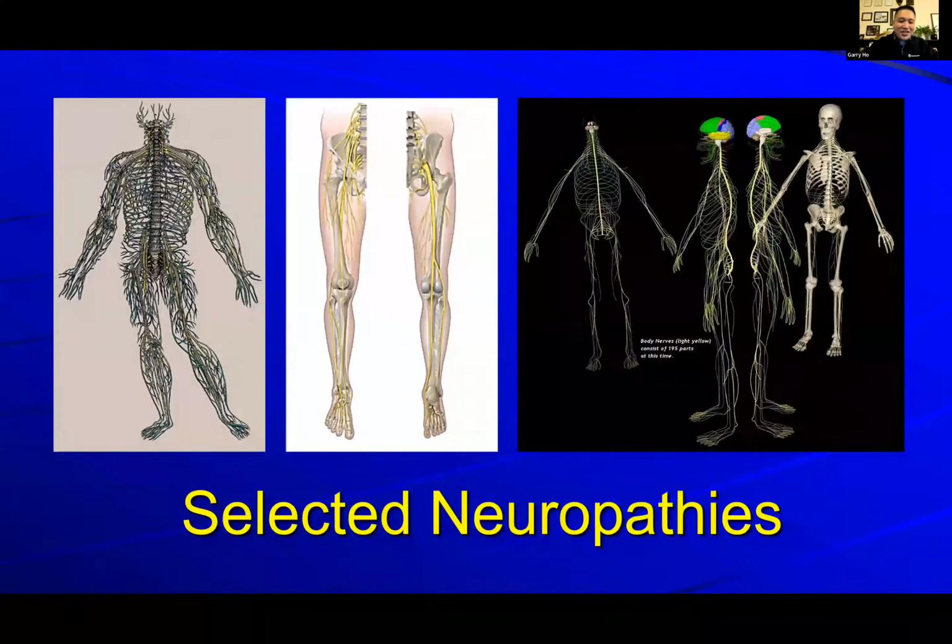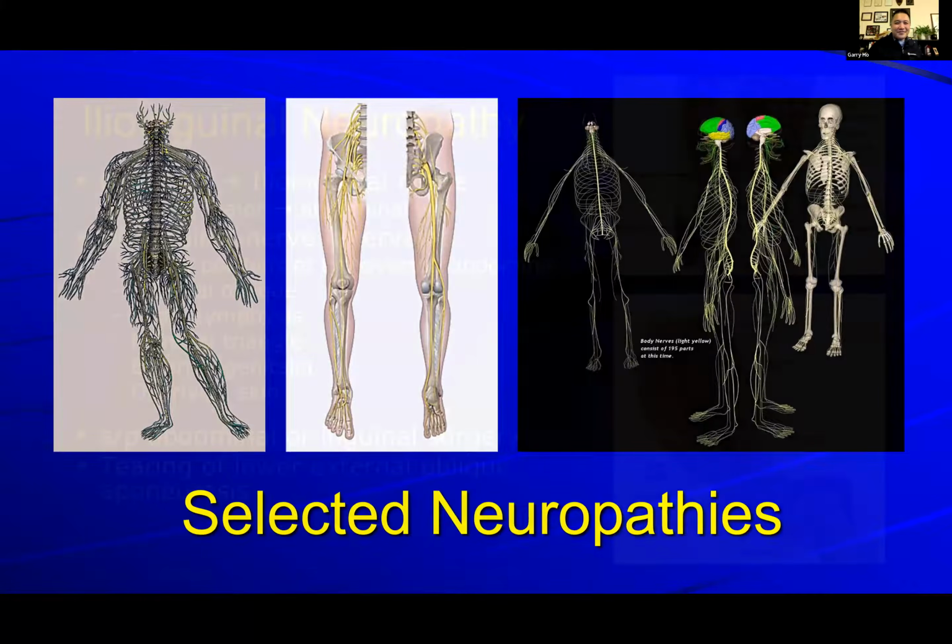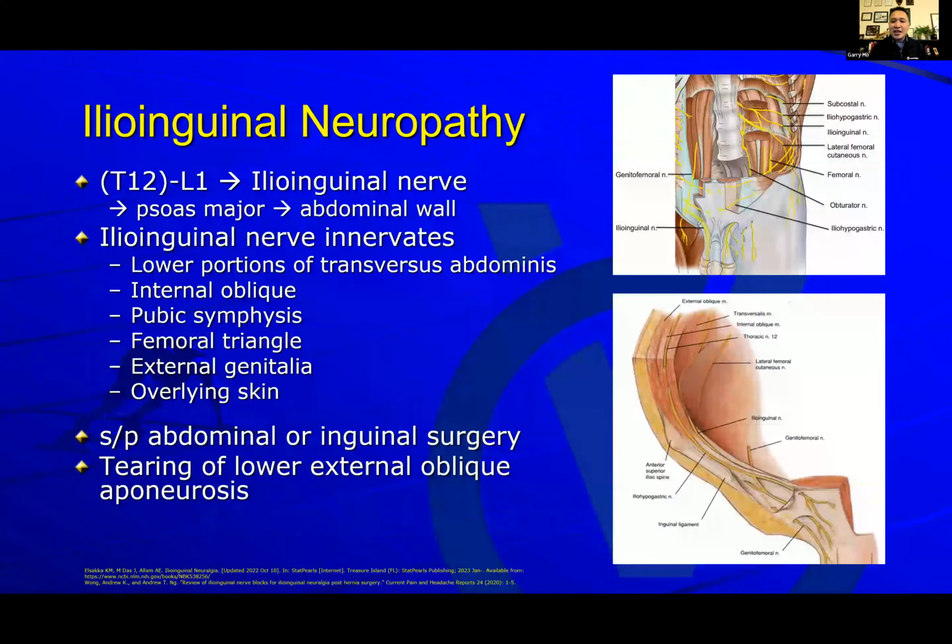So we'll turn our attention to selected lower extremity neuropathies. All right, that's what you came for. So here we go. All right, the first one we're going to look at is the ilioinguinal nerve.